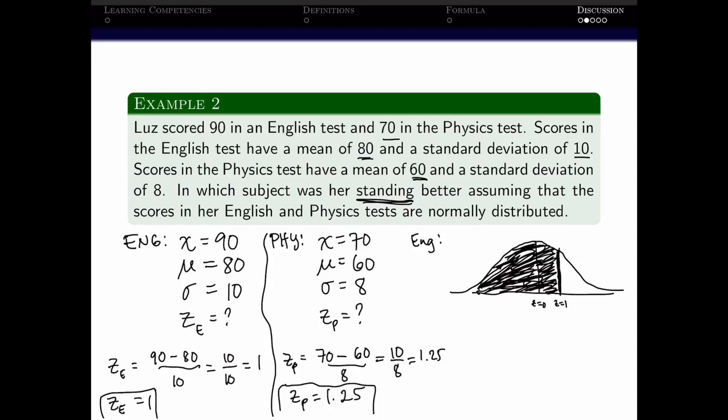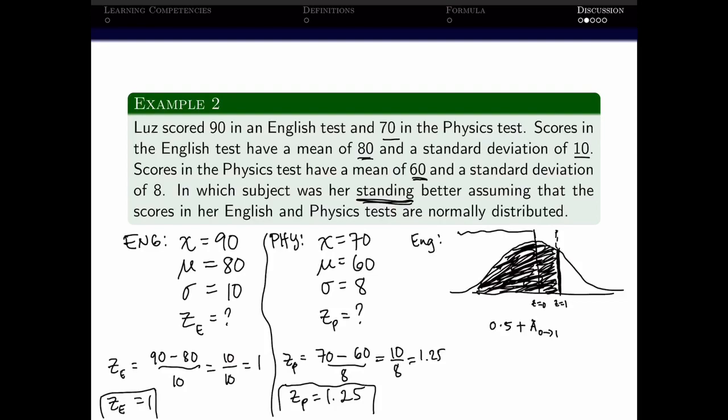Okay, but we know how to solve for this area. This area here is 0.5, that's the area to the left of 0. And then the area between Z equals 0 and Z equals 1. So we need to solve for the area from Z equals 0 to Z equals 1. And we know how to do that.